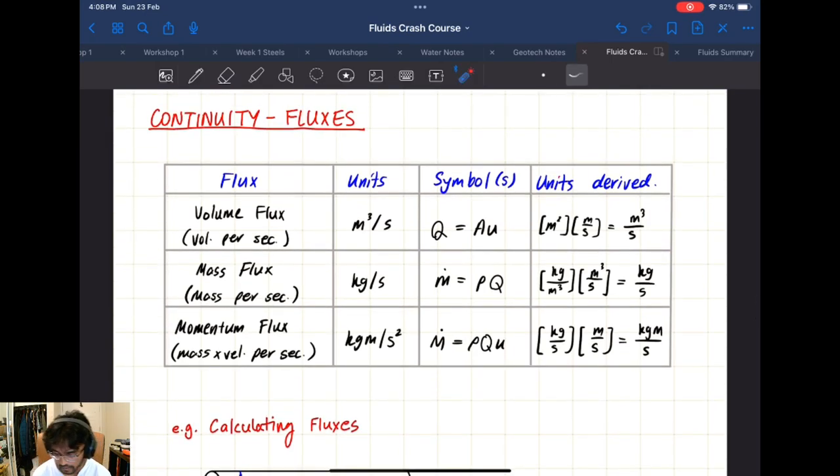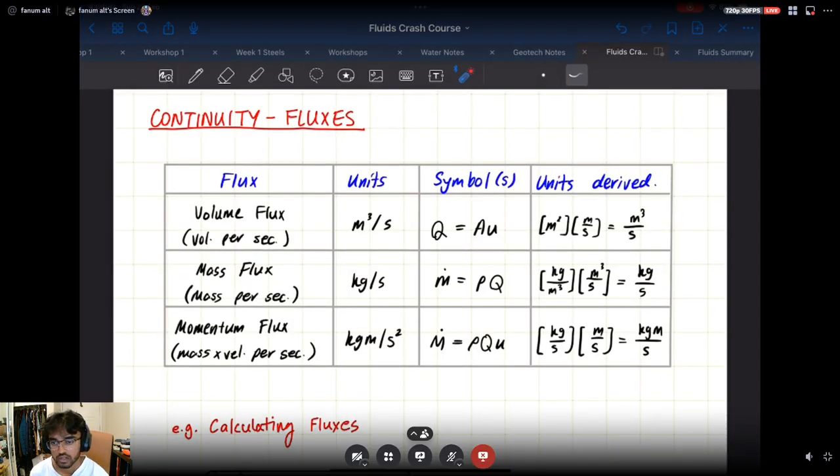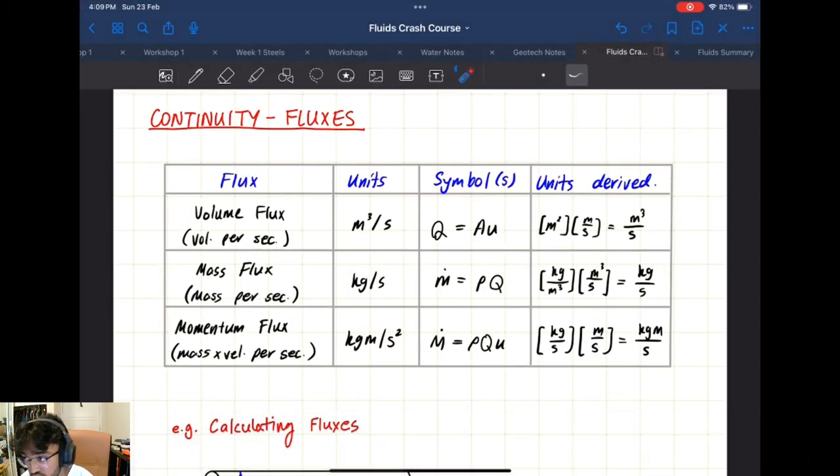Okay, continuity. So moving on to our new topic. That's pretty much hydrostatics done. We're going to move on to continuity now. Okay, beautiful. So I'm going to introduce you guys to fluxes.